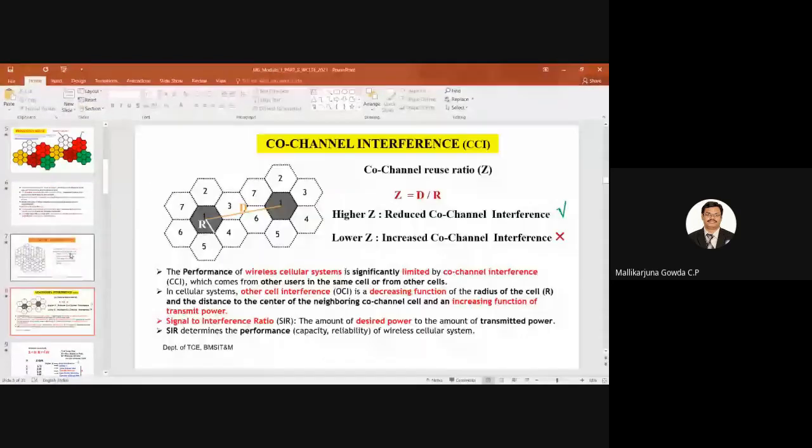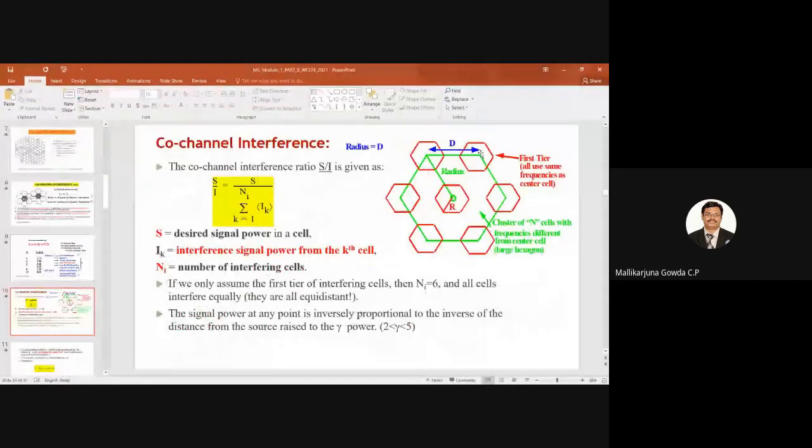Okay, here it is shown in a very narrow manner. Hope you are getting that idea. And I said from the center cell to the co-channel cell is the distance D, right? This R is the radius of the cell, right? That will give you the co-channel reuse ratio.